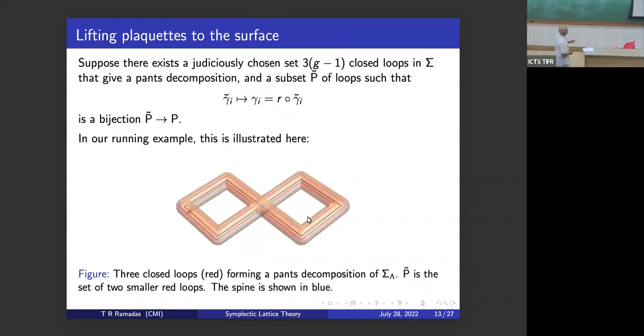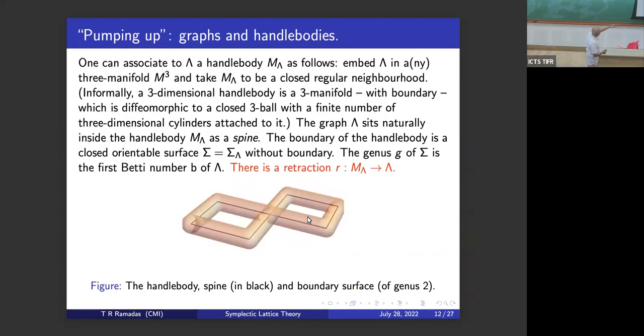This lambda sits inside the three-manifold as its spine, and there is an inward map from the three-manifold to the spine, which is a retraction. In particular, there is a map from the boundary surface to the spine. We will make use of it.